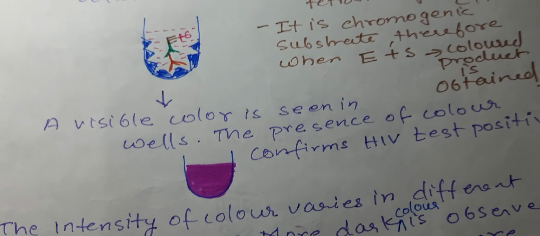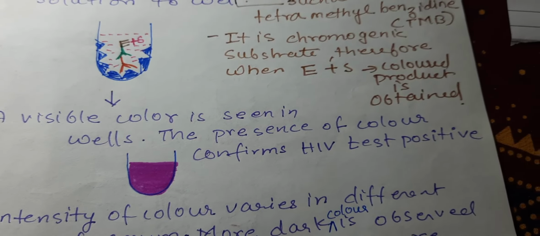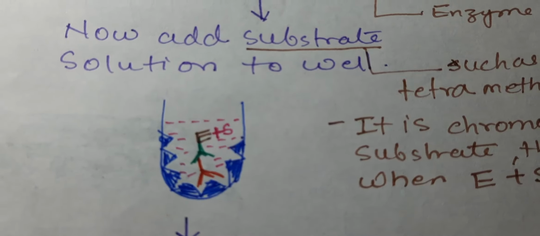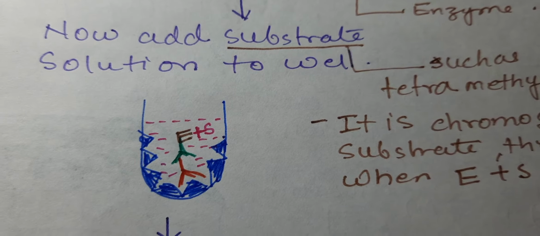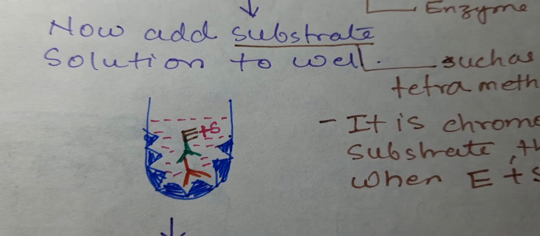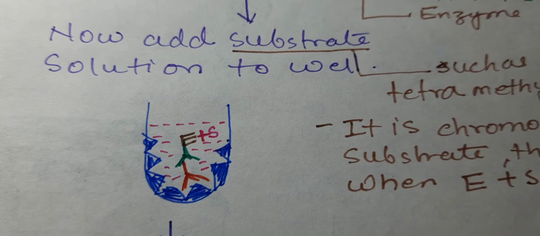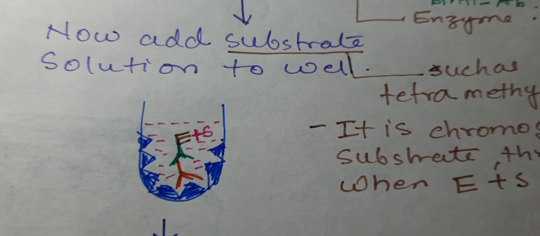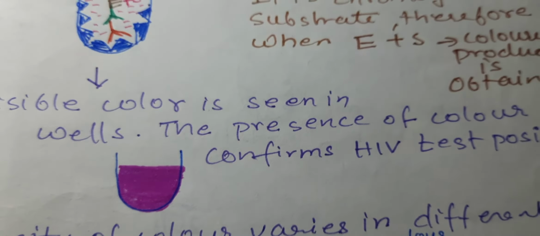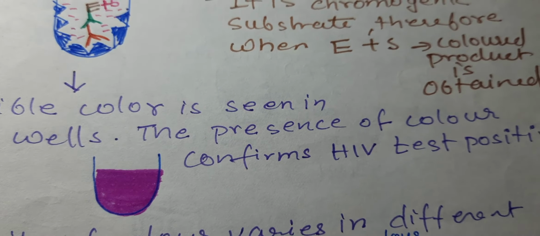Now a visible color is seen in the well, and the presence of color confirms the HIV test is positive. What does it confirm? This enzyme reaction will only occur when the secondary antibody is linked with the primary antibody, and the primary antibody linkage depends on the primary antibody being linked with the antigen. So finally, indirectly this shows that antigen is present and antibodies are present, because the reaction is highly specific.